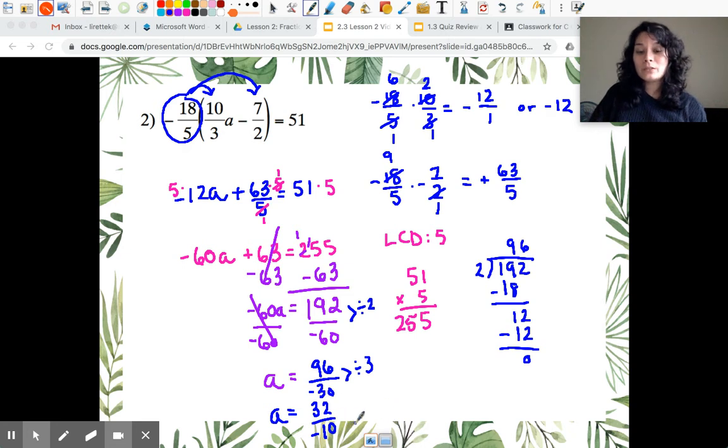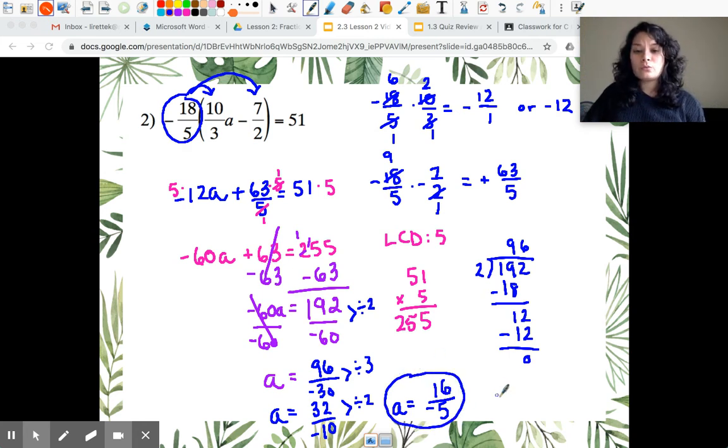They're both still even, so I know I can divide both of them by 2. So that's going to give me negative 5 for my denominator. 32 divided by 2 is going to give me 16. And then here is our final answer, which I don't believe reduces any further.